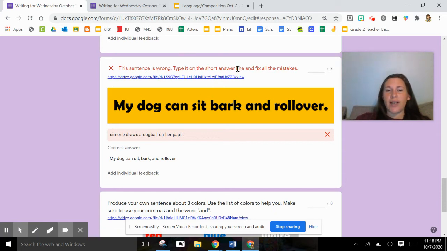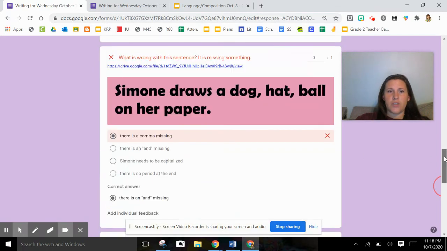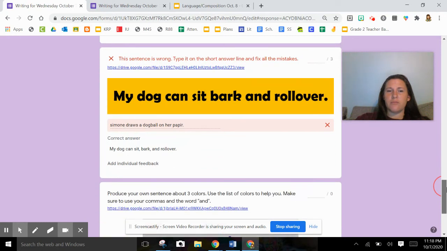Type it on the short answer line and fix all the mistakes. So here's your short answer line right here. You're supposed to click on that and then type your answer. This person typed a sentence about Simone up here, which is a completely different question. I want you to type this sentence. And down here, I gave you the correct answer. So you should have typed, my dog can sit, bark, and roll over, down here at the bottom. But then you should have added your commas and your "and" where it's supposed to go if they're not already in there.